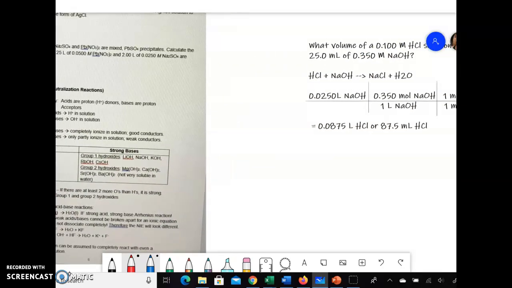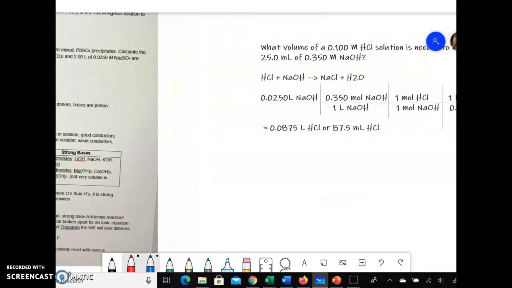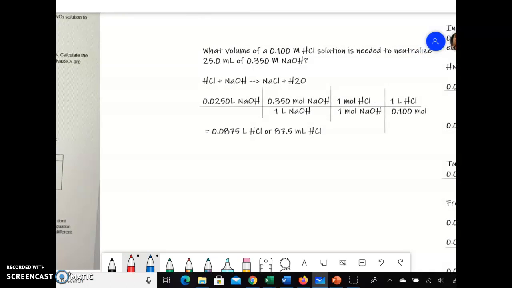All right, the next thing I wanted to do is a couple of these problems with acid-base reactions. So this was the first problem that was in your notes. It says, what volume of the acid is needed to neutralize a base? And it gives us a lot of information. So the first thing to recognize about this is that they gave us a lot of information about sodium hydroxide, but they're asking us what is the volume of HCl.